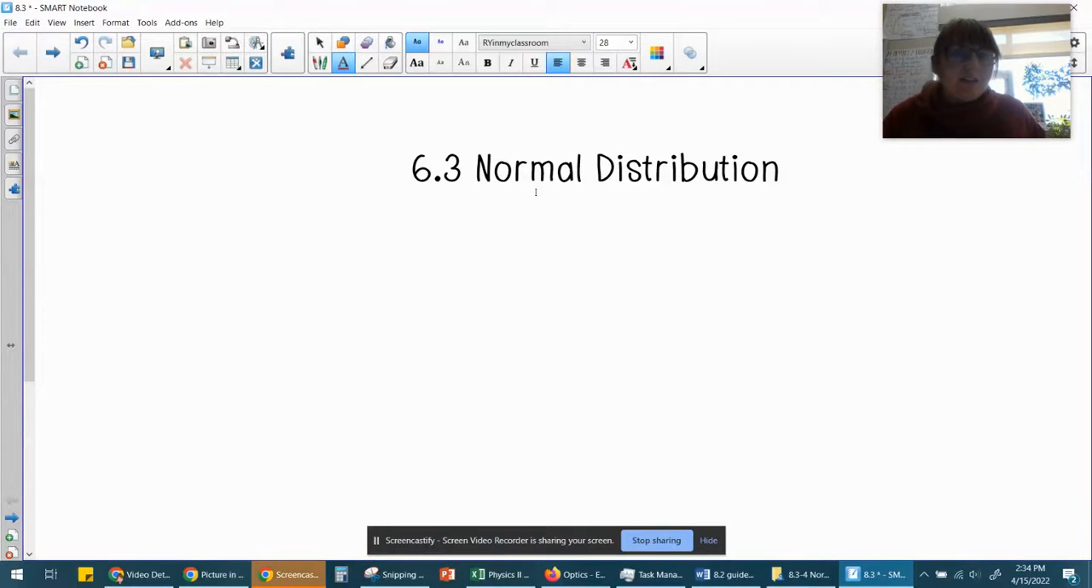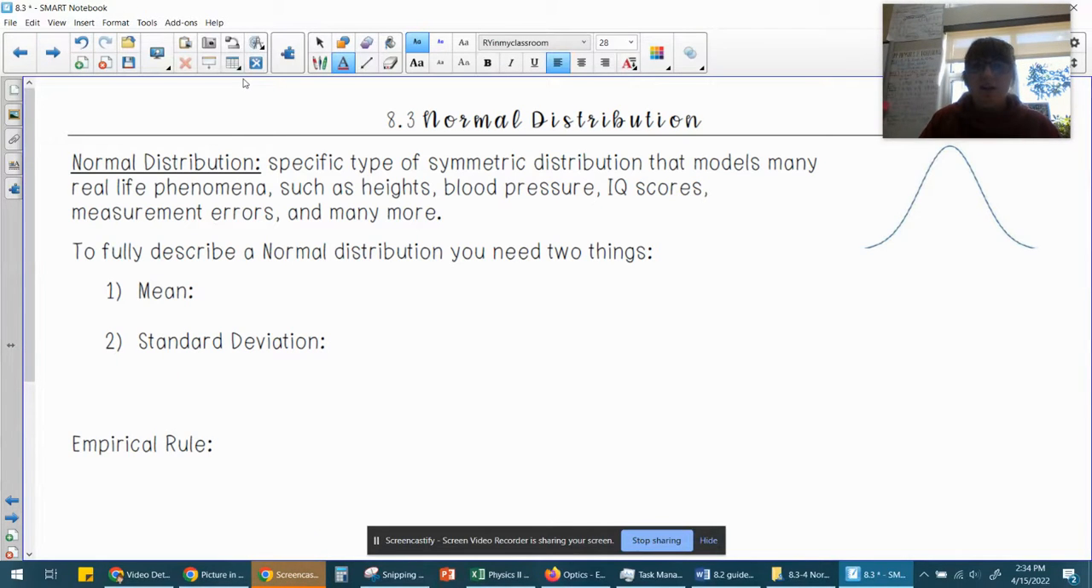Everybody. Today we're going to be talking about the normal distribution. The normal distribution is a specific type of symmetrical distribution that models a lot of real life phenomena, such as if I took lots and lots of measurements of people's heights, they would make this sort of bell curve. Same with lots of measures of blood pressure, IQ scores, measurement errors, and lots of other things.